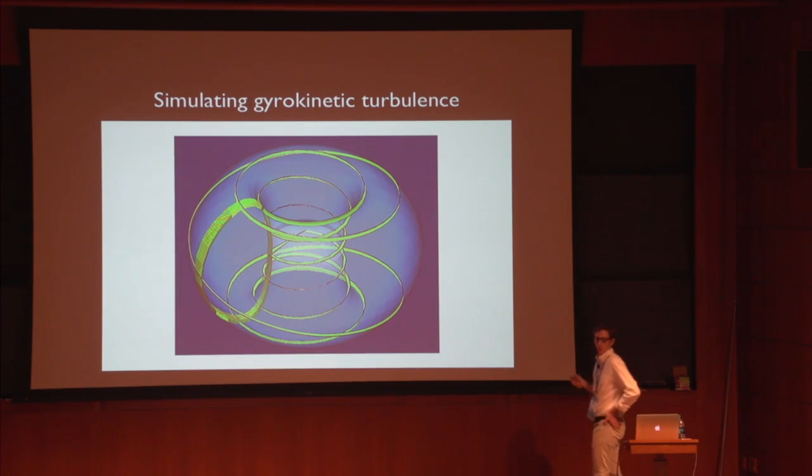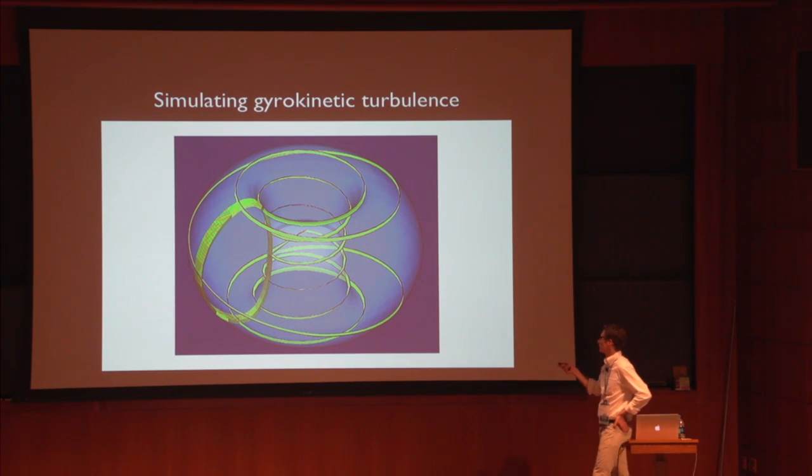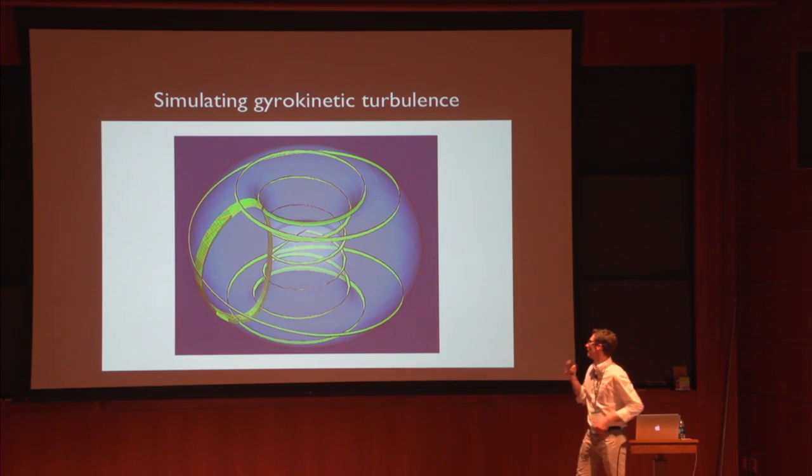I just want to talk a bit more about what's going on here. This is the so-called local or flux tube gyrokinetic simulation. You do not have to do this. You could do a global simulation. They exist in gyrokinetics. There are proponents of both this approach and the other one. This one I'm going to talk about because it's a bit simpler. I like it better anyway.